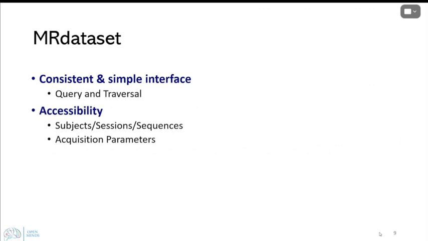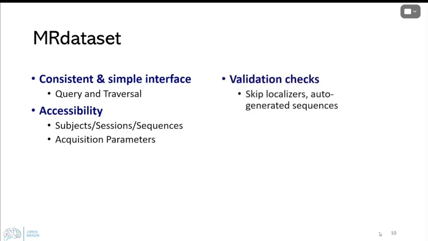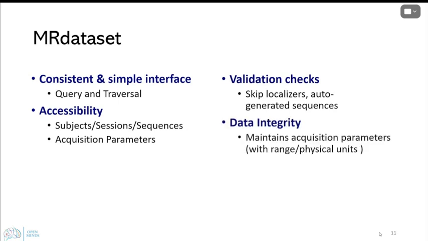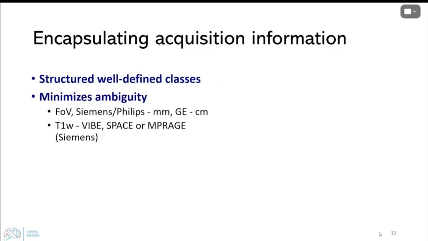Apart from providing a way to query your subjects and sessions, it also preserves the crucial acquisition parameters, preventing the loss of valuable metadata during data handling. Over and above, it also incorporates several validation checks so that the localizers and auto-generated sequences are skipped from your data analysis pipeline. And finally, it stores and preserves all the acquisition parameters, including their ranges and physical units. So this allows us to minimize ambiguity by offering structured, well-defined classes for all the acquisition parameters.